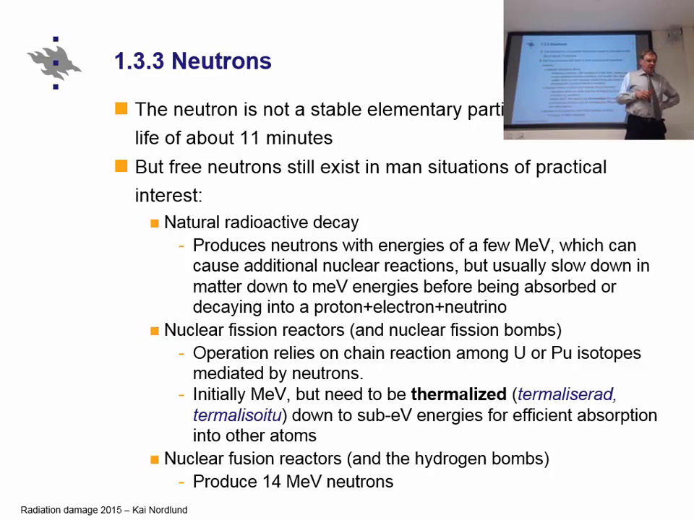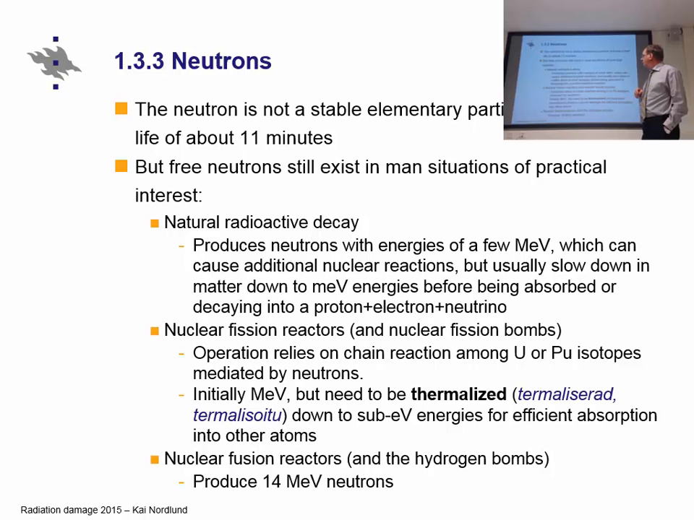Well, then there are neutrons. And the neutron is, of course, one of the basic particles, hadrons in physics, but it's not stable. A free neutron decays in about 11 minutes to a proton and an electron and a neutrino. But free neutrons do exist. They exist within this 11-minute time scale, of course.